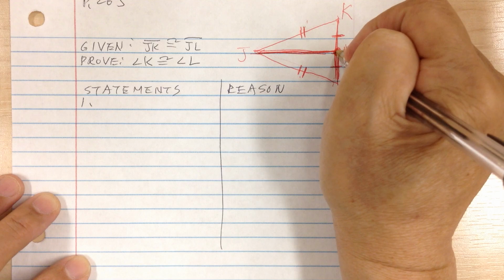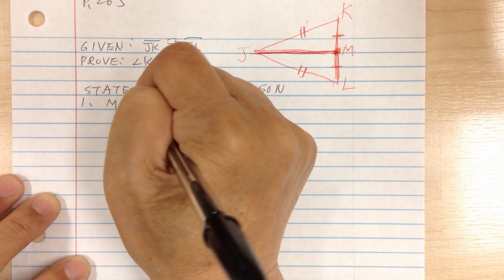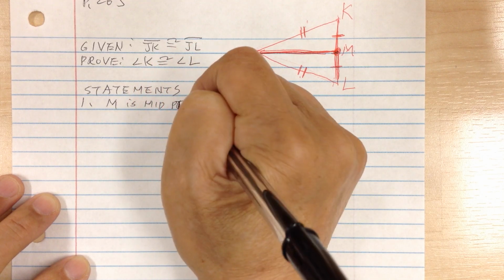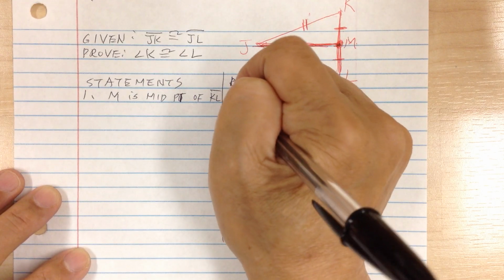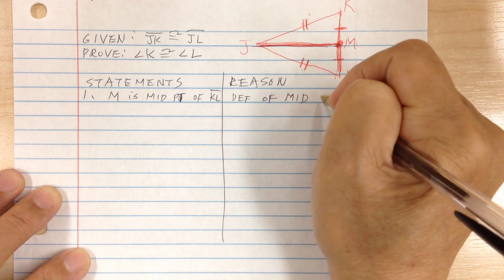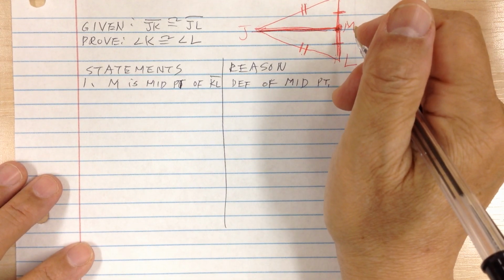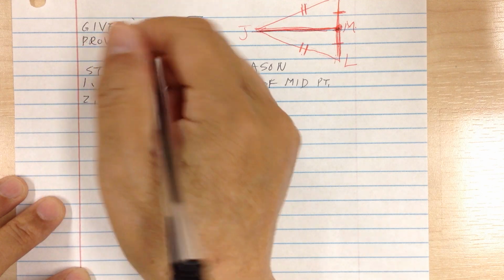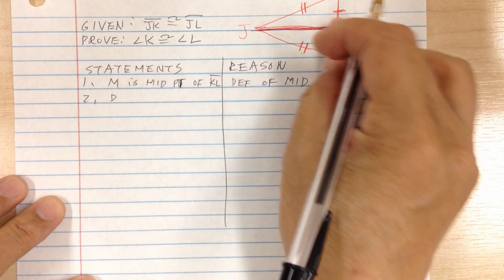Okay, so you draw the midpoint, right? So 1, M is the midpoint. And this is the definition of midpoint. So this is kind of really detailed. Okay, so most of the proofs don't start with nothing over here.